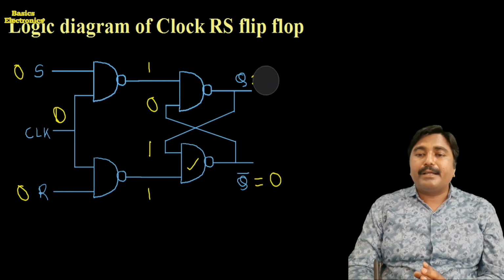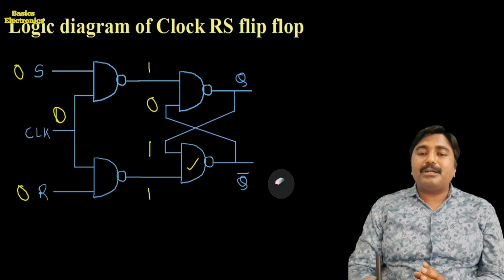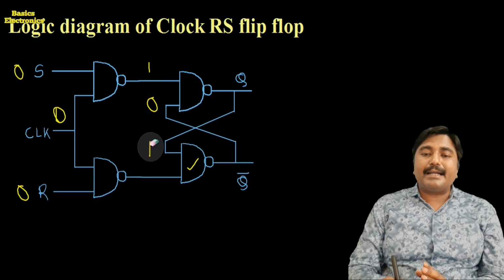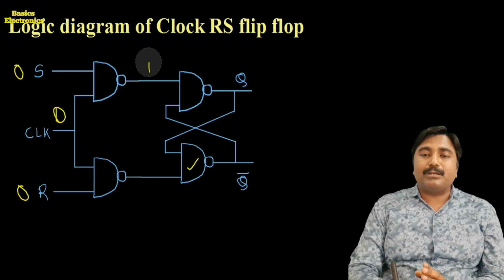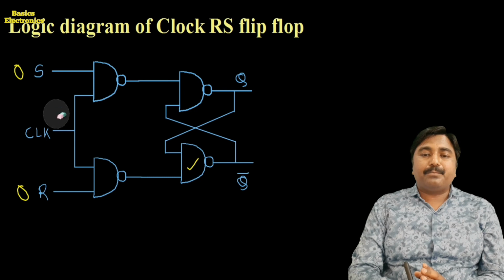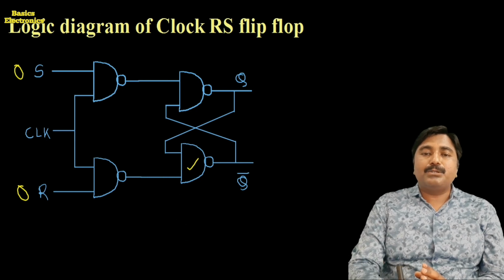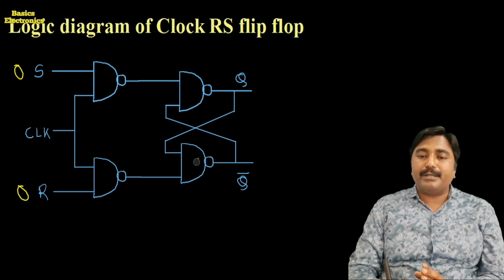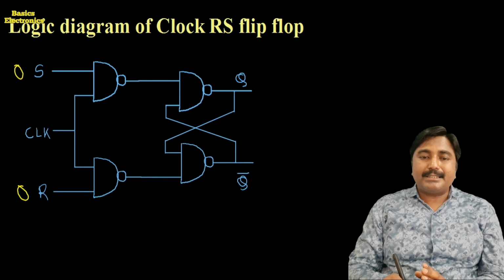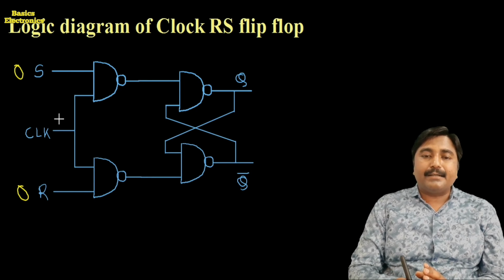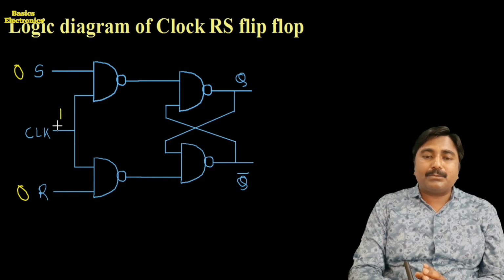Okay, so when the clock pulse is equal to 0, R is equal to 0, S is equal to 0, the flip-flop goes into the no change condition. Now instead of this, suppose we consider the clock pulse is equal to 1.